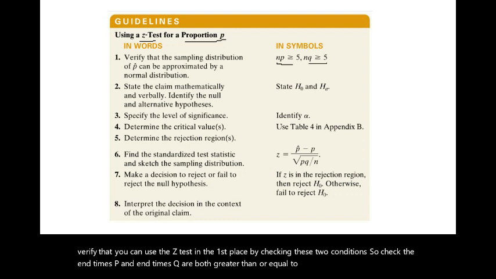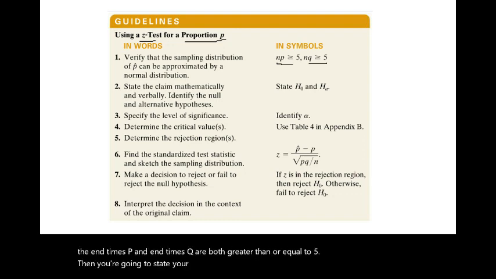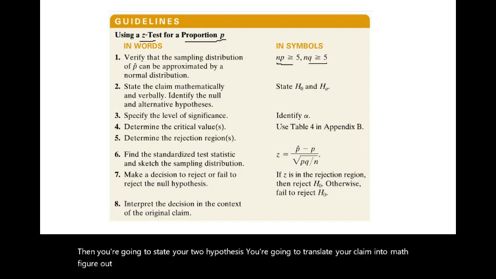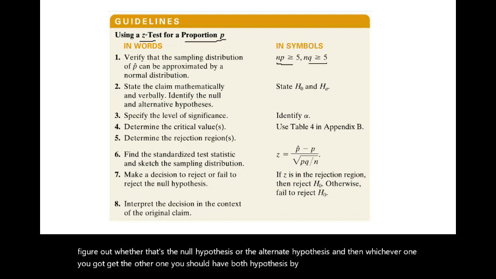Then you're going to state your two hypotheses. You're going to translate your claim into math, figure out whether that's the null hypothesis or the alternate hypothesis, and then whichever one you got, get the other one. You should have both hypotheses by the end of step 2.